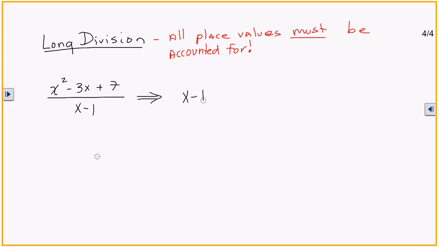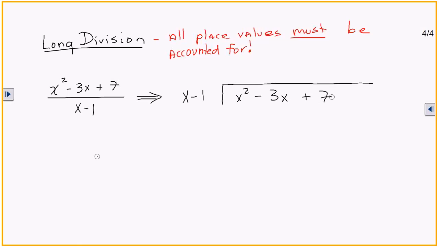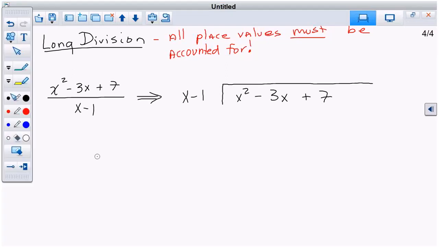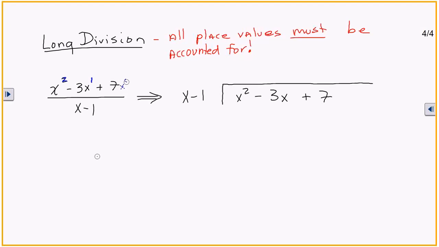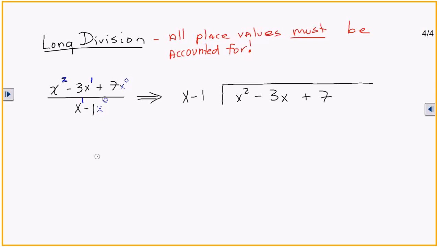So x minus 1 into x squared minus 3x plus 7. Now, I'm going to do something here, and I'm going to do it with a different color because I want you to see where the place values are. If you remember in Algebra 1 and Algebra 2, you're given degrees of a term. This is the second degree. I'm going to highlight these. That's the second degree. That's the first degree. And this is x to the 0. This is x to the first, and this is x to the 0. So each term has a degree, and the leading coefficient is 1, and the leading term is x squared because it has the highest exponent. And that should be some stuff that you remember from Algebra 1.